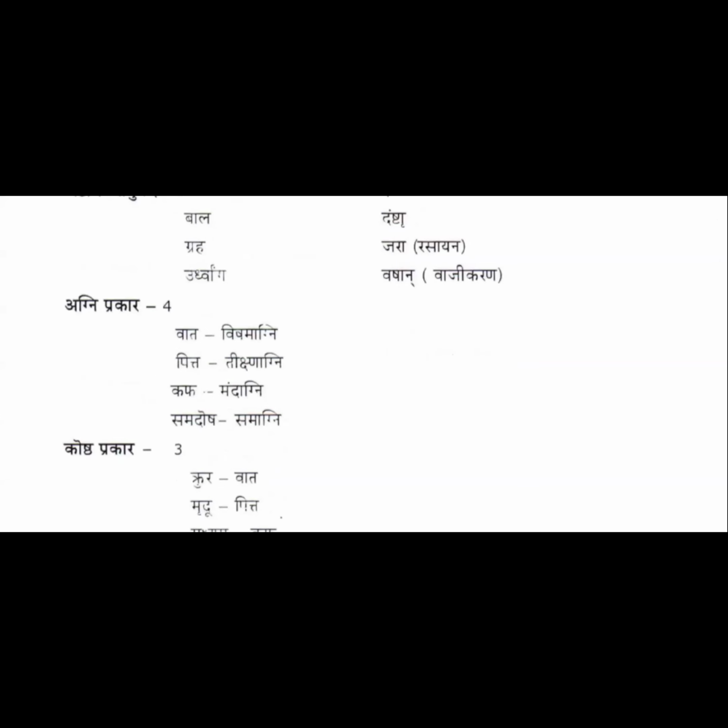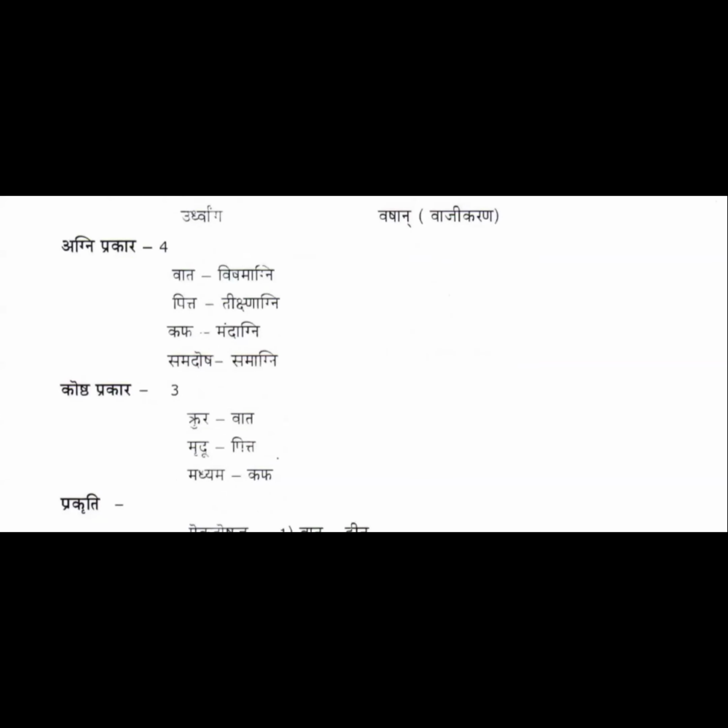Next, coming to the 4 types of Agni. First one is Vishamagni, which is Vata. Wherever Vishama comes, remember it is Vata. Pitta is Tikshnagni. Kapha is Mandagni, and if Samadosha is there, it is Samagni. So these are all basics. You have been studying Ashtanga Hridaya from first year, so all these are known facts only.